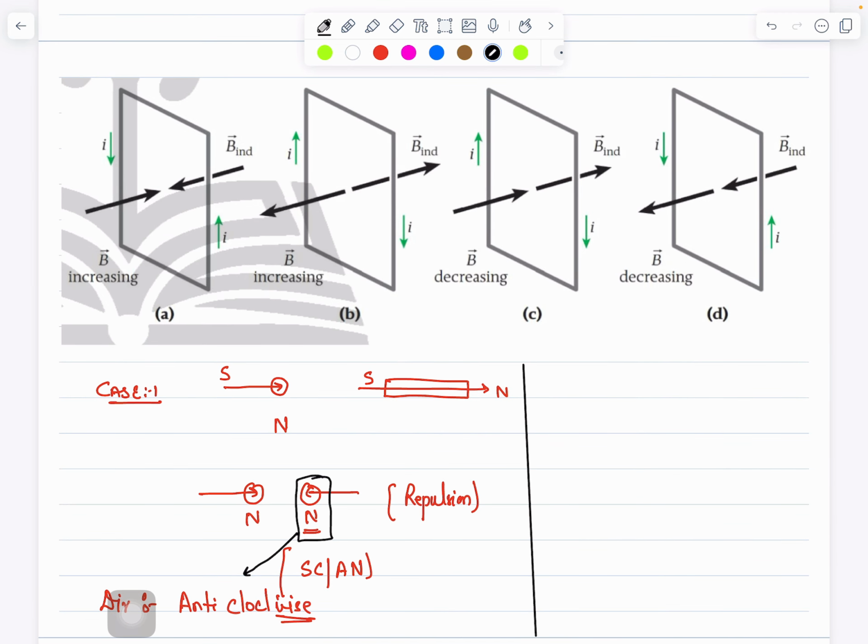Now solve it. Case 2. Very easy. One direction this side, another direction this side. What do you observe here? South. And who will give you the direction? This south will give you the direction. South means just apply scan. So south will give you clockwise. Just check the direction. The direction is clockwise. Is it fine? You can see the direction. It is clockwise. Clear? Okay, case number 3.